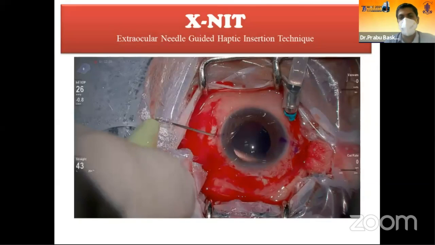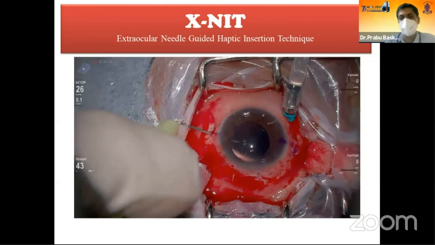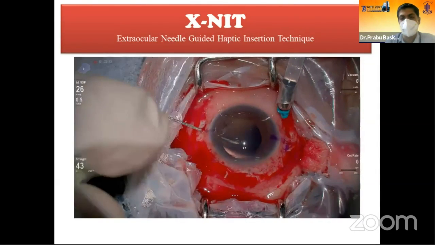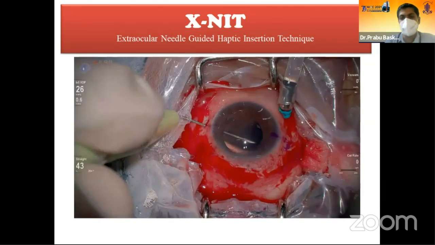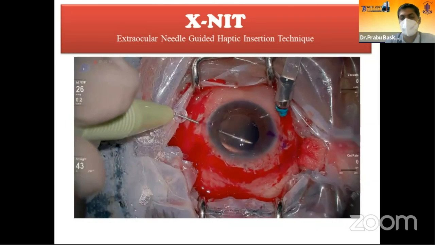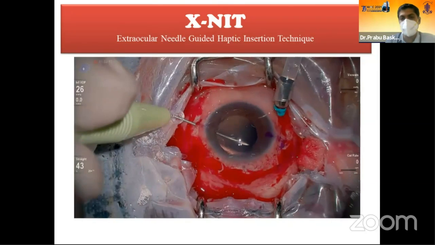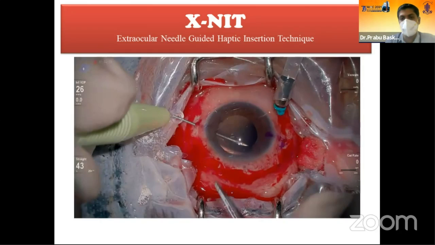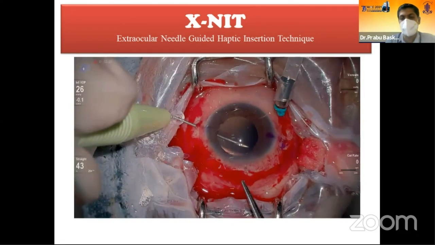The length of the needle is 17 mm, whereas the conventional 26 gauge needle will give you only 12 mm. Once you go inside, the initial direction is towards the mid-vitreous, then you change the direction at the pupillary plane. Try to come anteriorly and come towards the corneoscleral section that you have made already.